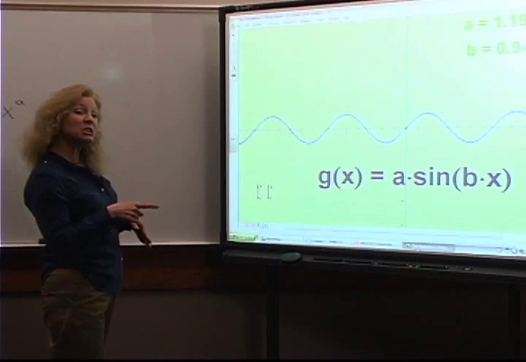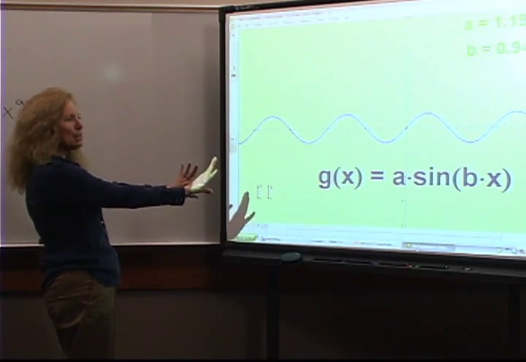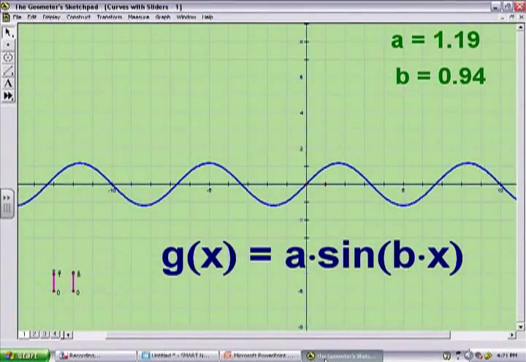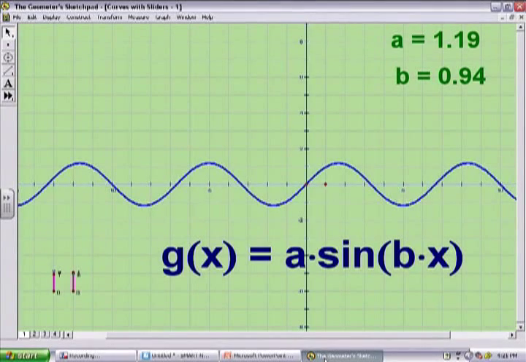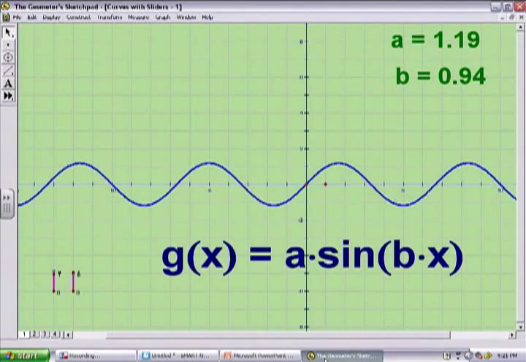Okay, so what we want to do is explore what happens. So look at our basic graph. And remember, I have my numbers up there. And of course, we have to approximate a little bit. So A is just a little bit more than 1 right now. And what I want to do is grab a hold of this.